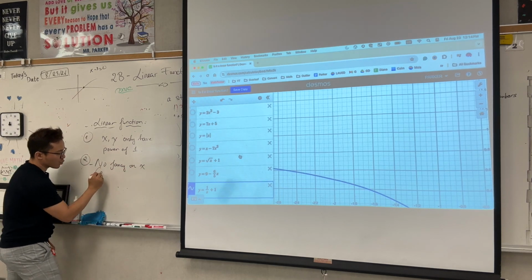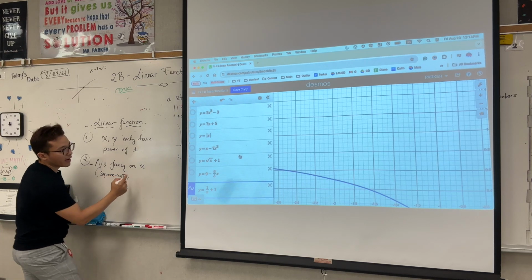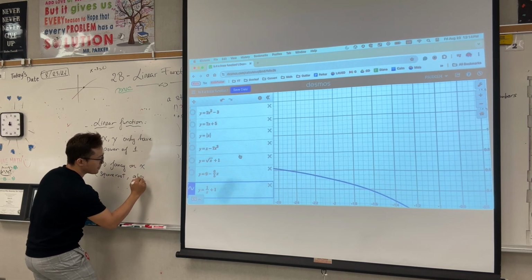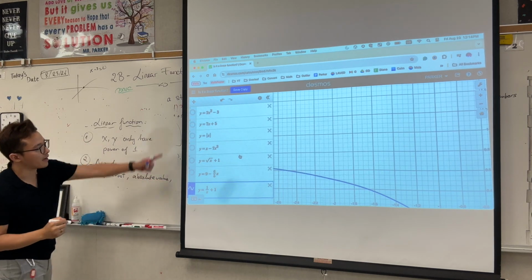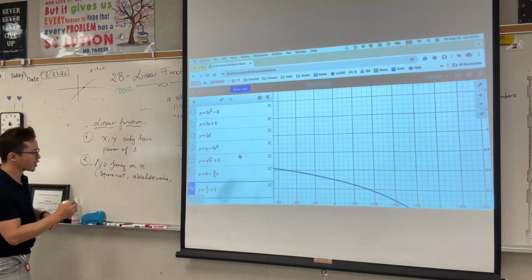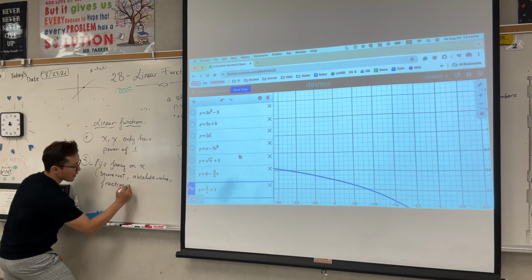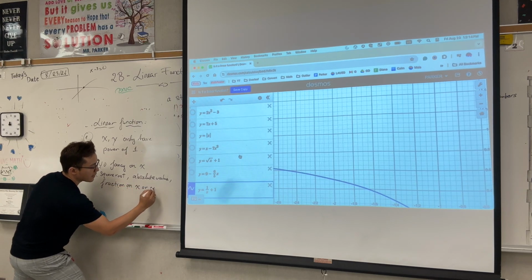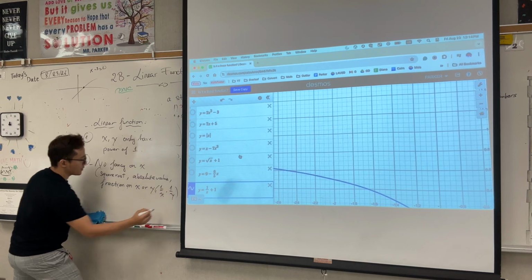So like square root, that includes square root. That includes absolute value. We only take care of the exponent, square root. That includes fraction. Fraction on X or Y, like 1 over X, 1 over Y, for example. Okay?